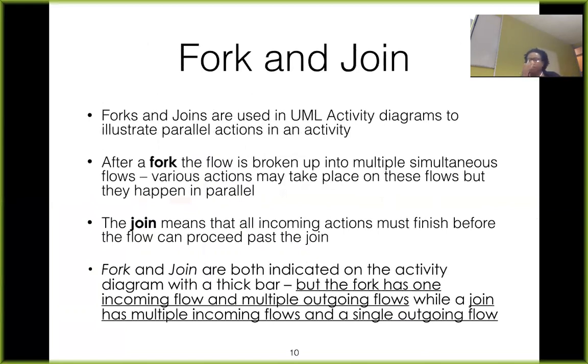Okay, so fork and join are both indicated on the activity diagram with a thick bar. The fork has one incoming flow and multiple outgoing flows, while the join has multiple incoming flows and a single outgoing flow. So in terms of how you use them, it looks similar. The symbol is different, but the way you organize the actions looks similar. But when you see a fork, you're saying there's no particular condition that makes you go one way or the other. All three of these things must happen.